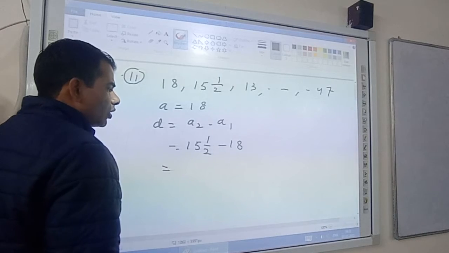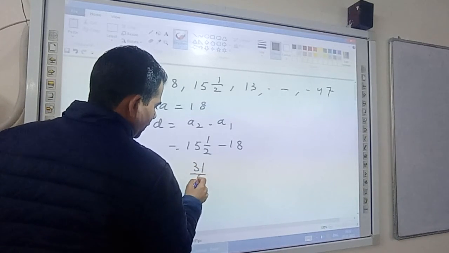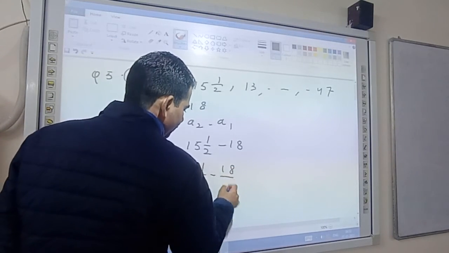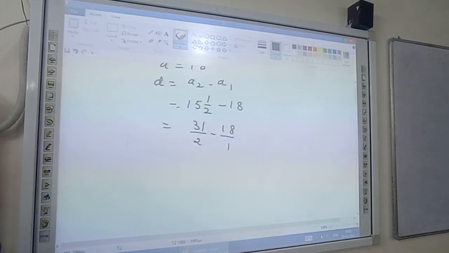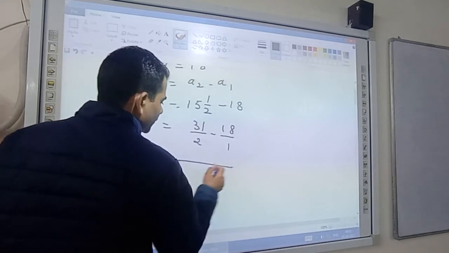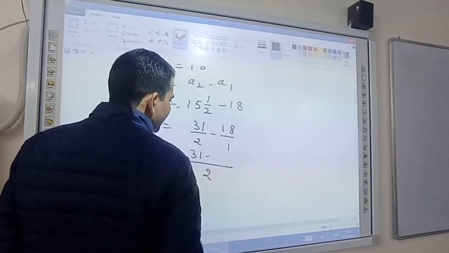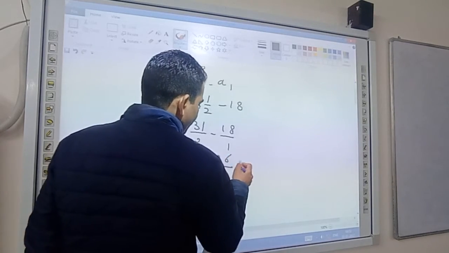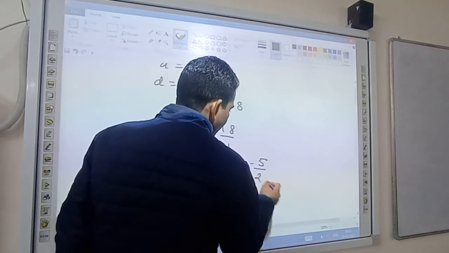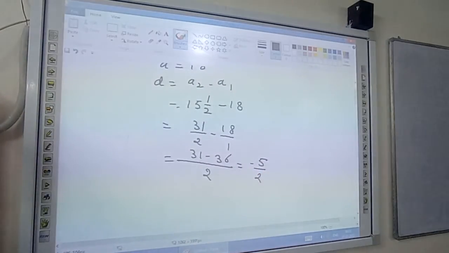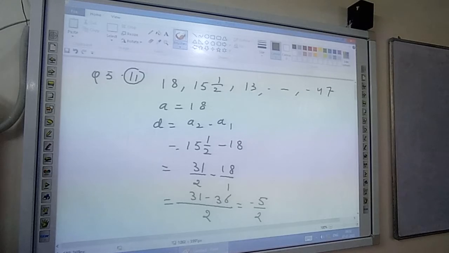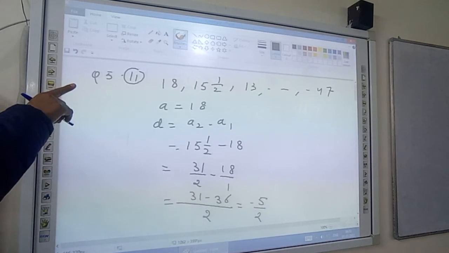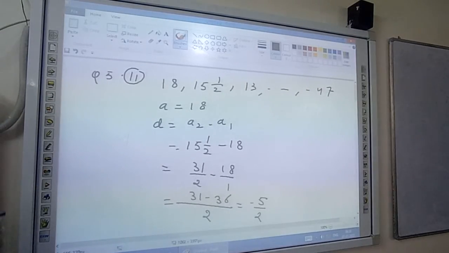15 and a half is 31 by 2, minus 18 upon 1. Your LCM is 2. 31 minus 36 is minus 5 by 2. Okay. The last term is your end term, minus 47. Your series ends at minus 47. It means your last term, An, is given.